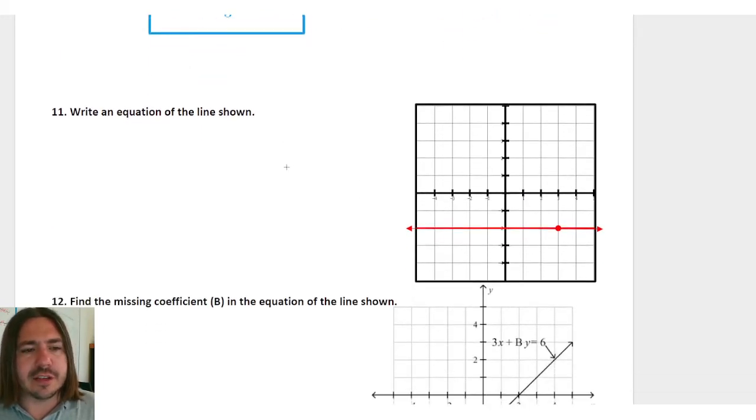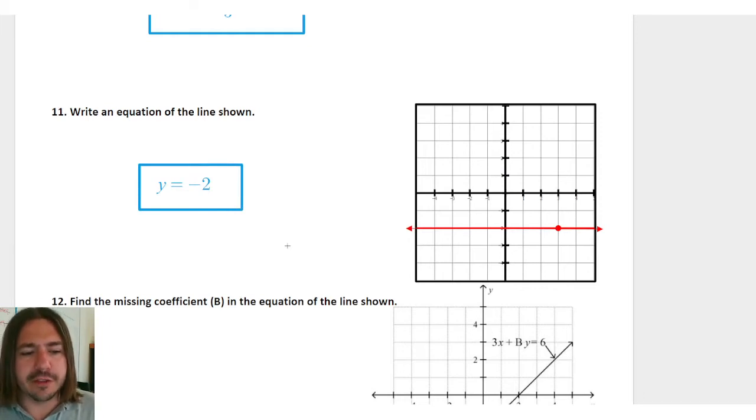For number 11, it says write an equation of the line shown, and what we see here is we have a horizontal line. So horizontal lines are always going to be written the same way, which is y equals, and then whatever the y coordinate is for all the points on the line. So all of these points along this horizontal line are going to be something comma -2. You can see like 0 comma -2, 1 comma -2, 2 comma -2, 3 comma -2. All of the y coordinates are -2, so we write the equation just as y equals -2.